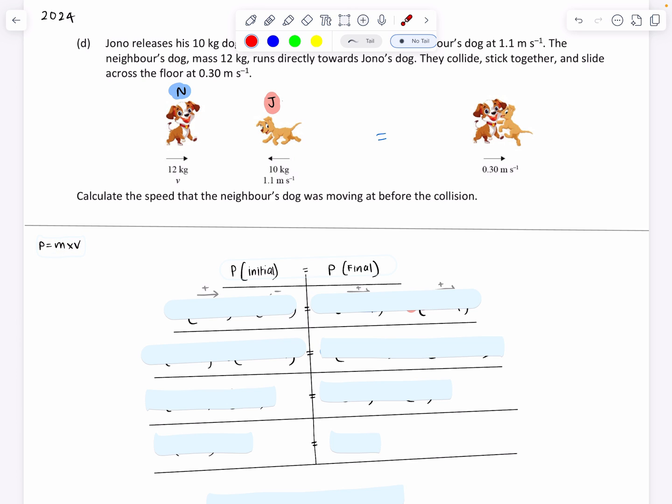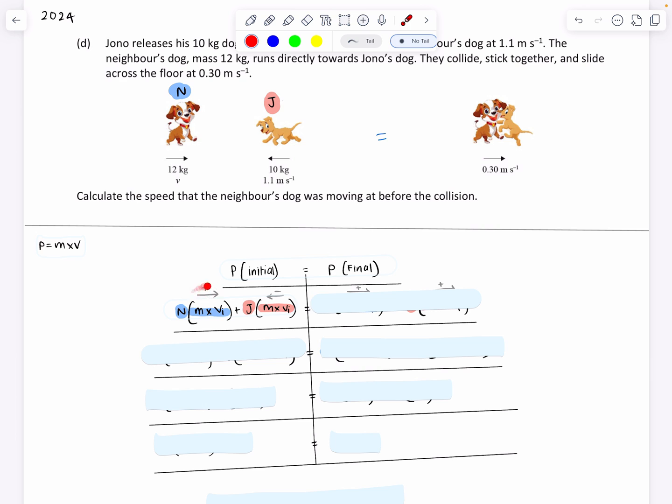And so let's start off by calculating the initial momentums of both the dogs. And so I've just coded N for the neighbour's dog, and here we have its mass times its initial velocity, and then Jono's dog's momentum, which is its mass times its initial velocity. Notice that I have these arrows up here, and because momentum is a vector value, this means that it not only has a size, but it also has a direction.